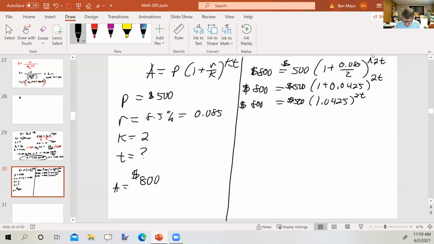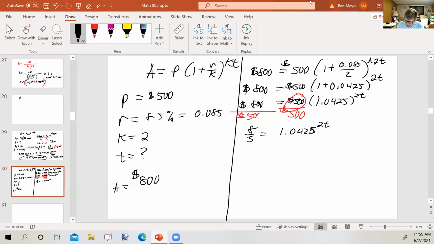All right. Now, I need to solve for t, which is an exponent, so I need to change this into logarithmic form. But I've got this thing out in front in the way of me switching it around, so I've got to get rid of that. So I'm going to divide both sides by $500, which gives me 8/5 equals 1.0425 to the 2t power.